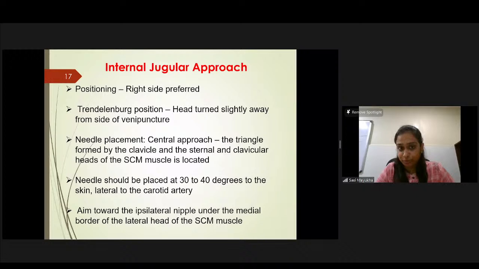The needle placement is at the triangle formed by the clavicle and the sternal and clavicular heads of the sternocleidomastoid muscle, after which the needle should be placed at 30 to 40 degrees to the skin, directed towards the ipsilateral nipple, under the medial border of the lateral head of the sternocleidomastoid muscle.